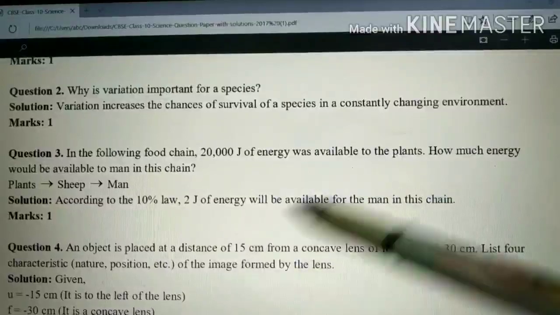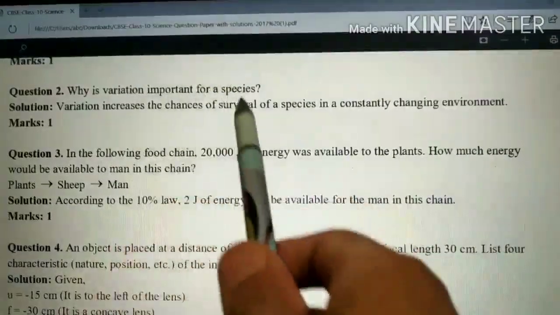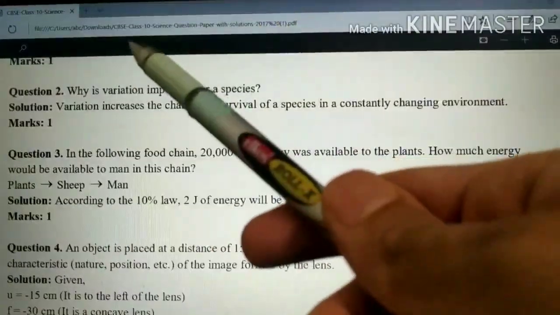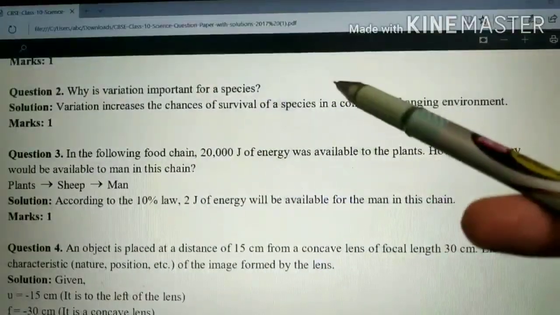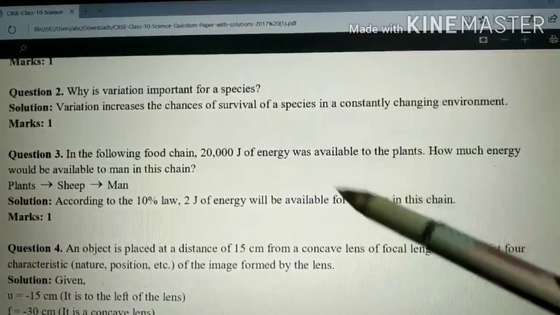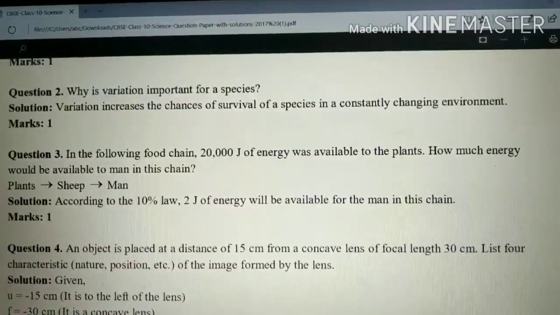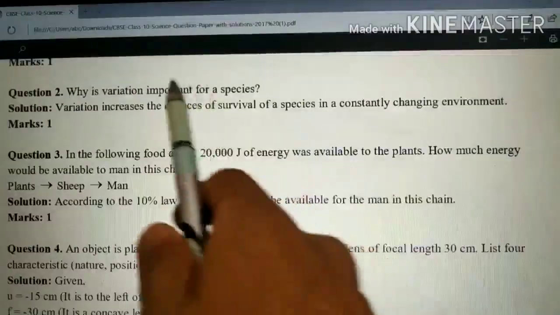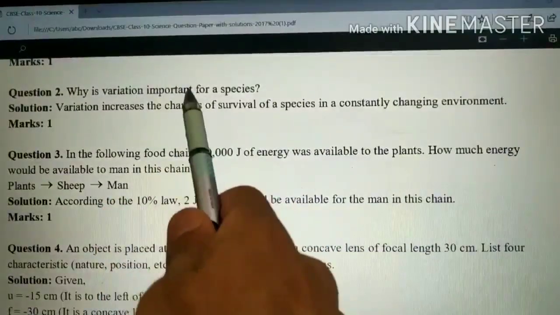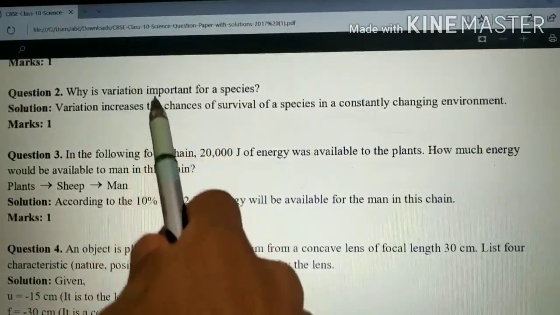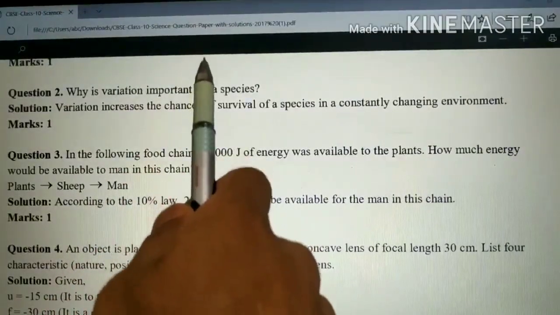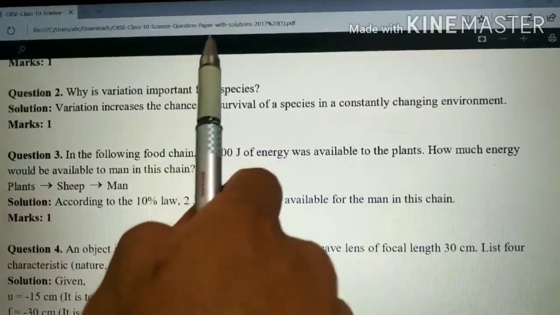You can also write in short that variation is important for a species to survive in the environment, or to fight against changing environmental factors. They can adjust themselves and survive against the changing environmental factors. That is why variations are very important. So the final answer: variations are important for the species to get a chance of survival against changing environmental factors.